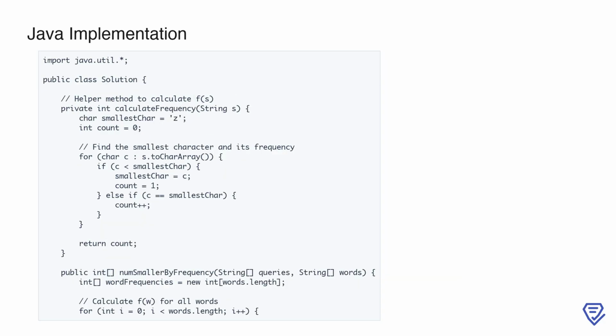On this slide, we begin with the implementation of the solution in Java. First, we define a helper method called calculateFrequency, which calculates the frequency of the smallest character in a given string s.